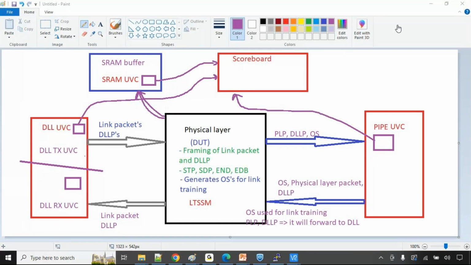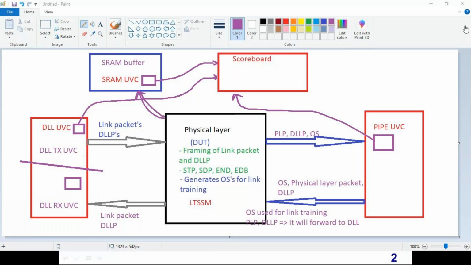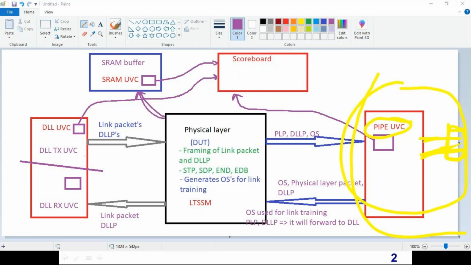There are totally 5 interfaces. One is the DLL transmit and receive interface. One is the pipe interface. Now you may say, should it be pipe UVC? Actually, this is going to represent everything on this side, not just the pipe alone. There will be some device, right? Finally, through the link, you would have connected some device at the other end. It is going to represent everything. But since I don't want to show everything, I'm just calling it pipe UVC.